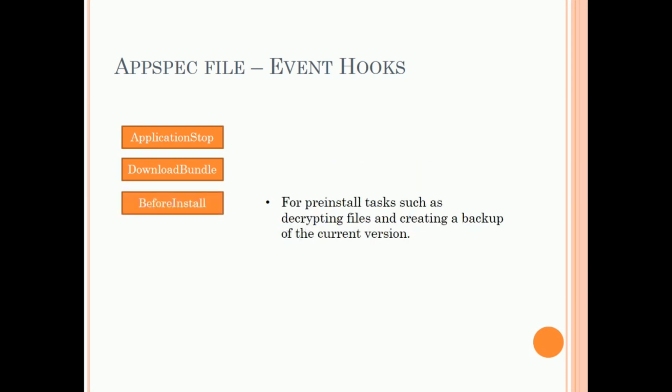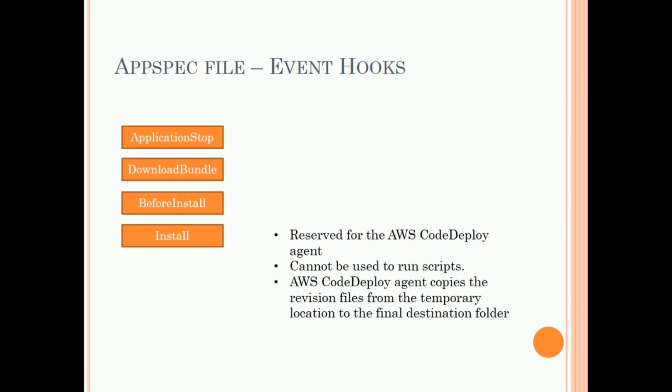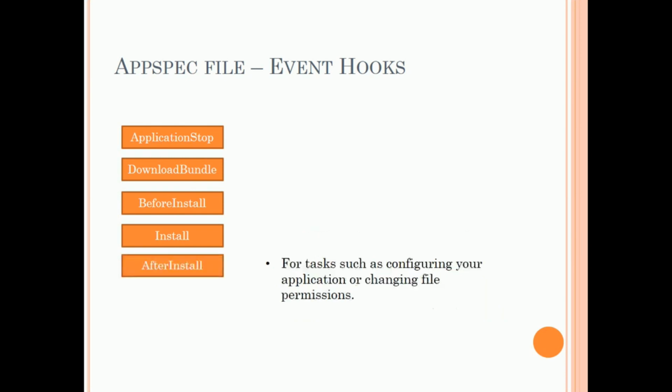The third is BeforeInstall. For this event, we can define the scripts for pre-install tasks such as decrypting the files or creating a backup of the current version. The fourth event hook is Install. During this lifecycle event, we cannot use this hook to run scripts. It is reserved only for the AWS CodeDeploy agent. During this event hook, the AWS CodeDeploy agent copies the revision files from the temporary location to the final destination folder.